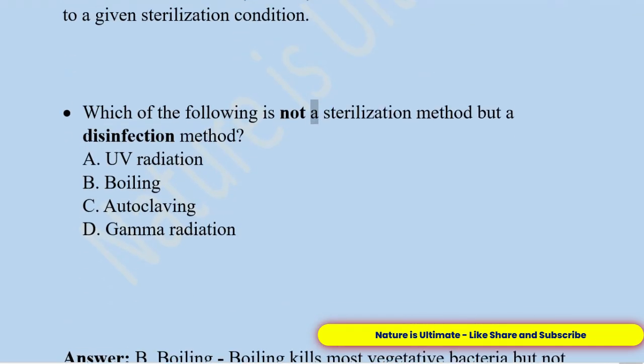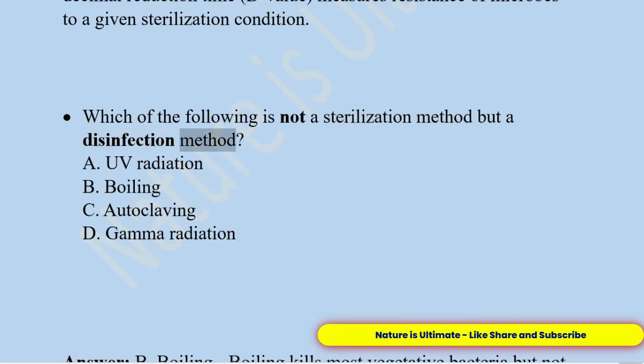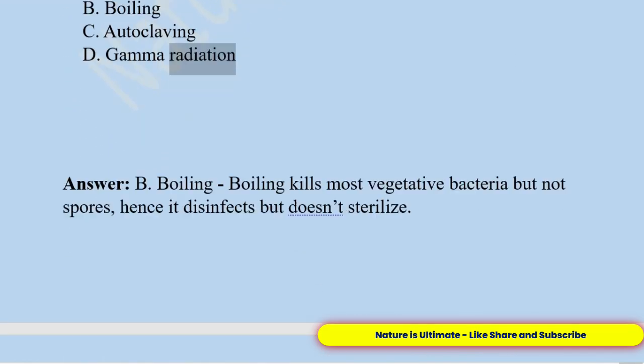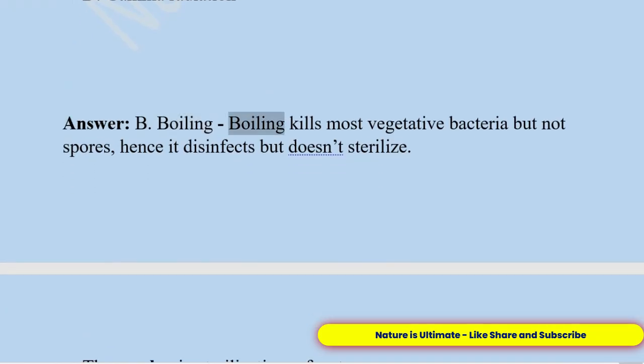Which of the following is not a sterilization method but a disinfection method? A. UV radiation. B. Boiling. C. Autoclaving. D. Gamma radiation. Answer: B. Boiling. Boiling kills most vegetative bacteria but not spores, hence it disinfects but doesn't sterilize.